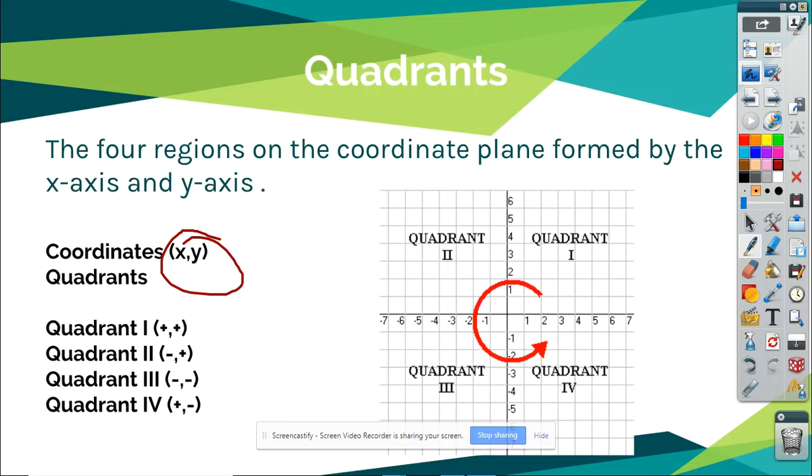But quadrant 1 is in the upper right. Quadrant 2 is in the upper left. Quadrant 3 is in the lower left. And quadrant 4 is in the lower right. You can see the diagram it shows you. It makes a C, okay? The quadrants make a C around the coordinate plane. So if you ever forget, make a C around your paper and you'll be able to tell which quadrant is which. Now, quadrant 1, it says is positive, positive.